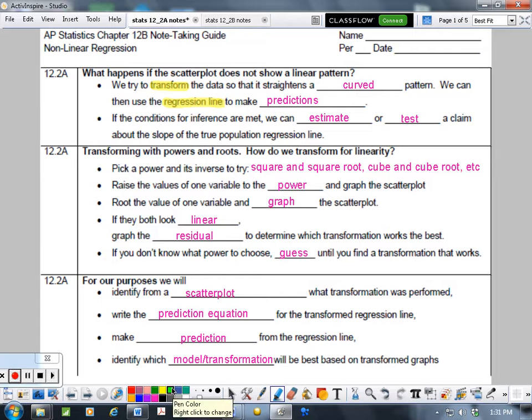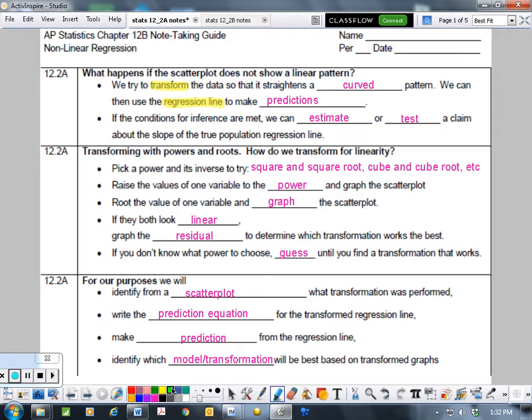So the first thing we're going to talk about is how to transform with powers and roots. Usually when you look at something, you want to see, hey, does that look like a cubic curve? Does it look like a parabolic curve? Does it look like a square root? So look at the scatter plot and get an idea of what that looks like, which is why we ask you to make sure you've had Algebra 2 first before you take this class. Because usually in Algebra 1 and Algebra 2, we really look at what type of picture it is and what it looks like. So that way you get an idea.